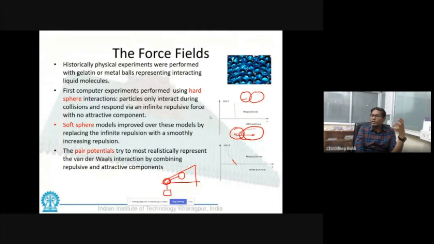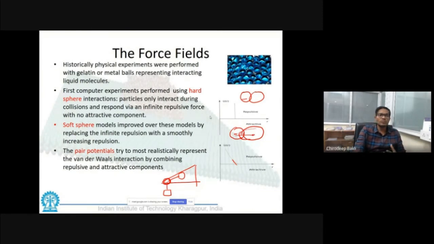So that is how pair potential evolved, and people had an understanding that if we are coming down from planetary objects in orbits, where force is only attraction, to the molecular scale, we have to model it as a combination of attraction and repulsion.